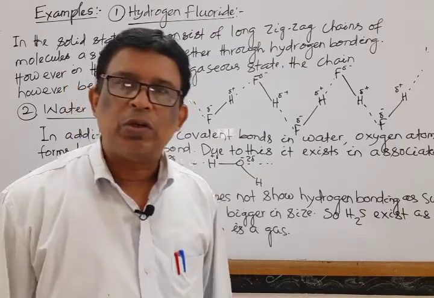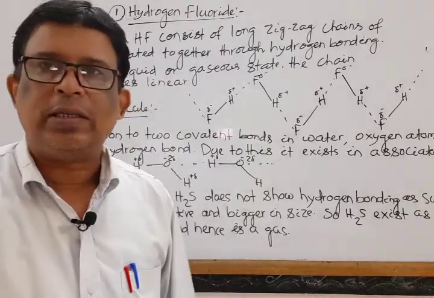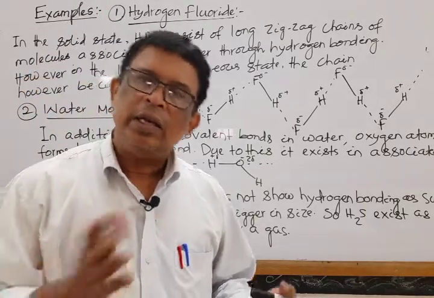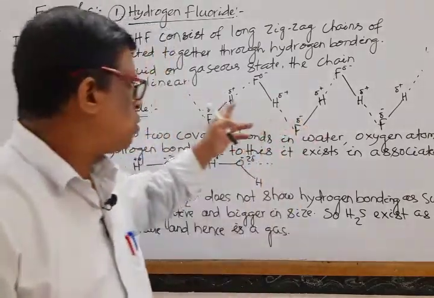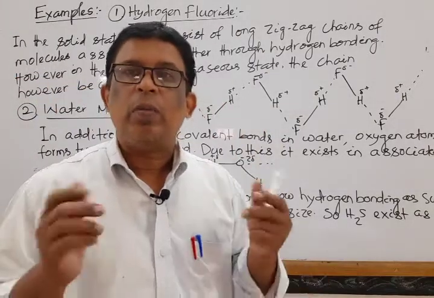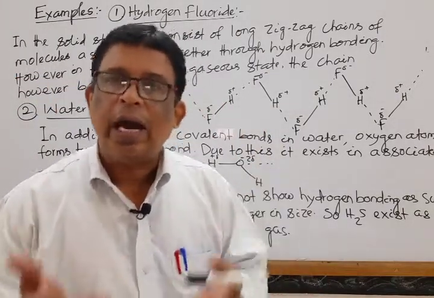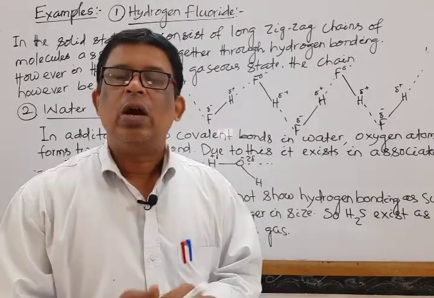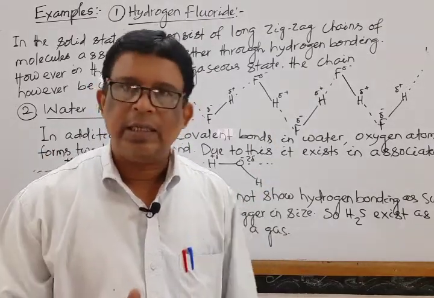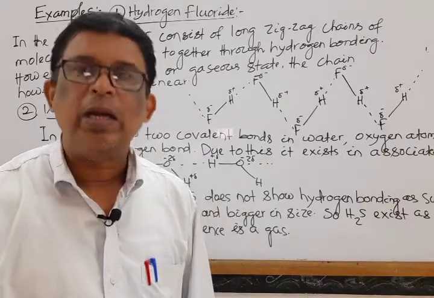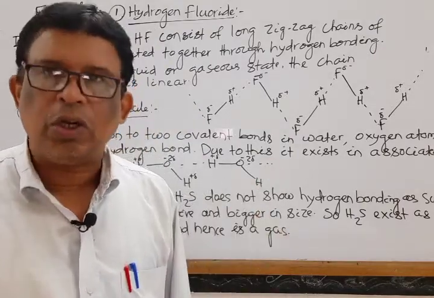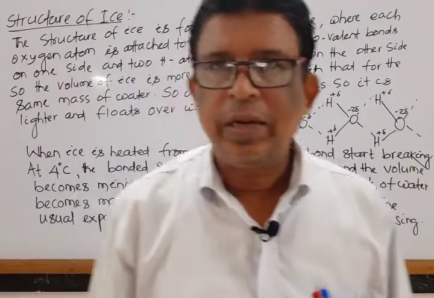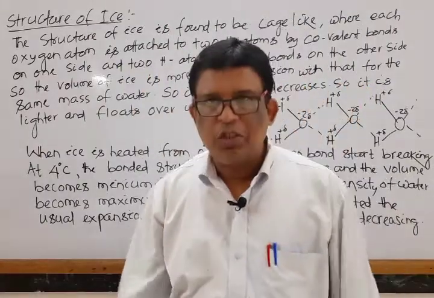Next, we switch over to the structure of ice. Ice is also H2O, the same as the previous one, but why does ice float over water? Why does the density of ice decrease? Mark that, it is verified by going through the structure of ice. Next we discuss the structure of ice.